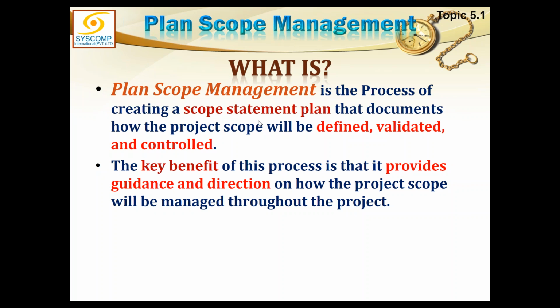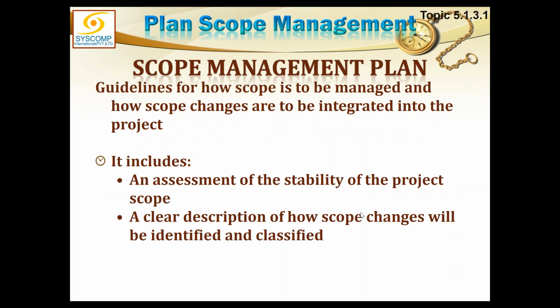The key benefit of this process is that it provides the guidance and direction on how the project scope will be managed throughout the project life cycle. This is the scope management plan I am talking about. I have not yet talked about the requirements management plan. It will come a little later. It gives guidelines for how scope is to be managed and how scope changes are to be integrated into the project. If there is any change in the scope, how the change request can be moved, who can move it, what the process is, and ultimately when the scope changes are approved, how they will form part of the updated project management plan, or how the project documents will be updated accordingly.